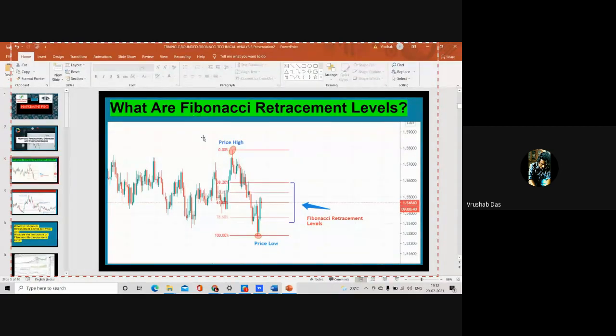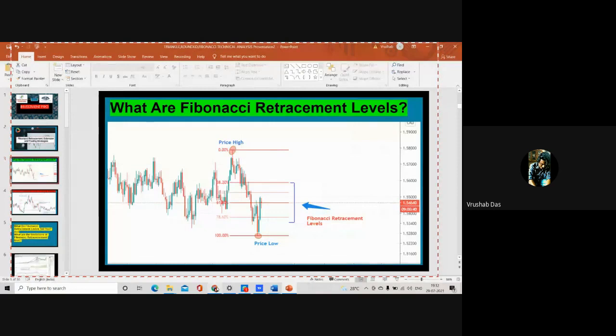In that, the Fibonacci retracement levels give you some areas of support and resistance, and to the traders and investors, the Fibonacci retracement levels are associated with the single percentage points. You can see here 61.8%, 50.